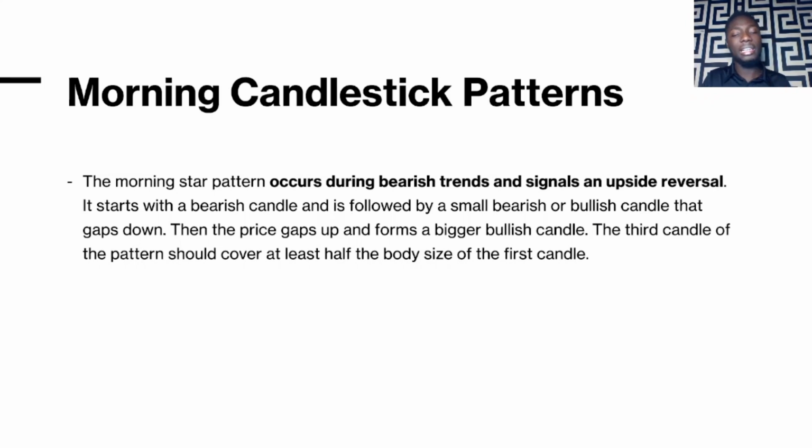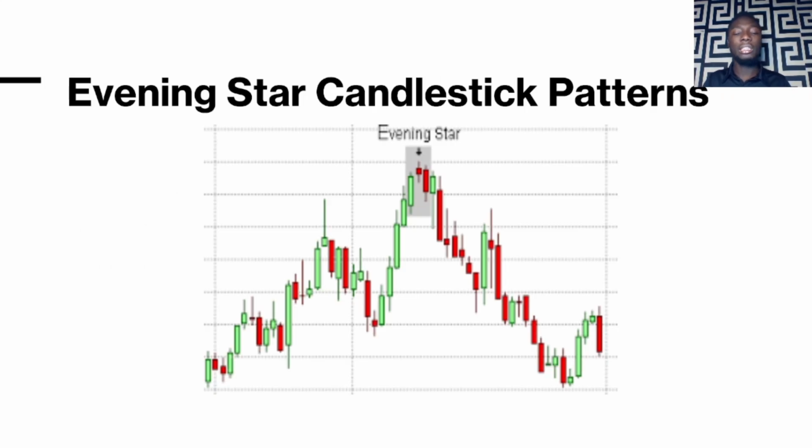That's the green candle. We have a red candle, then a small indecision candle, which can be red or green, depending on the color. I just want to see equal wicks, or just that rejection. The third candle of the pattern should cover at least half the body of the first candle. So these are the morning star. Now the evening star.